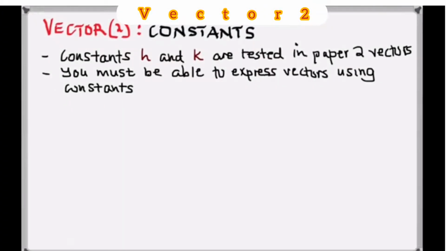In this lesson we are going to introduce constants in vectors on a plane shape. So we will deal with two constants, which are h and k, which are tested in Paper 2, Section B. We must be able to express vectors using constants.